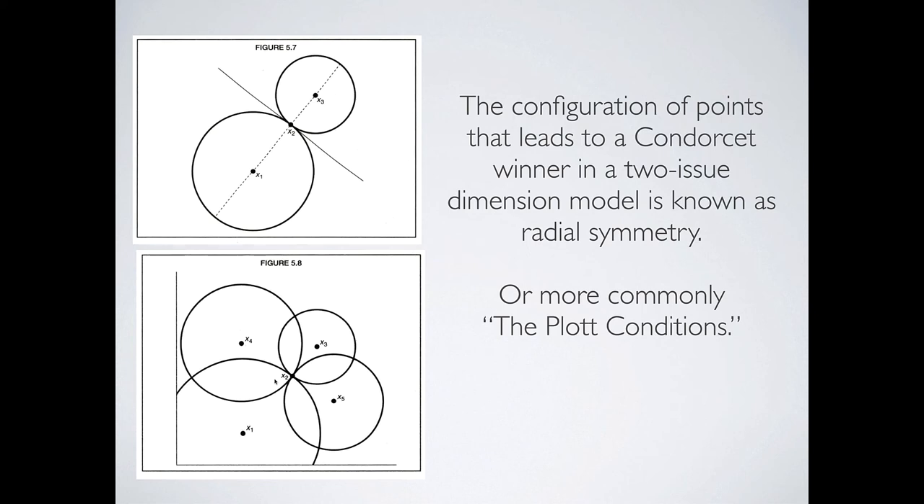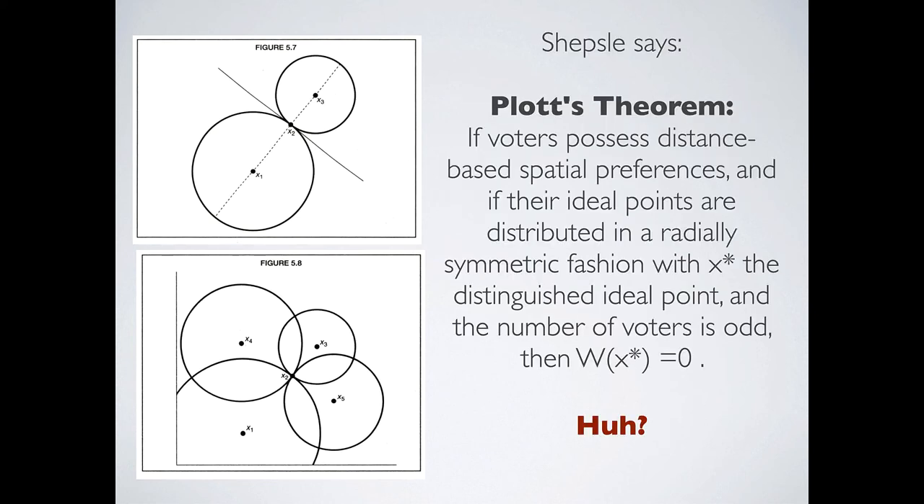So what is the definition of the Plott conditions? Well, here's what Shepsle says. If voters possess distance-based spatial preferences, yes, they do, all of our spatial voting models, and their ideal points are distributed in a radially symmetric fashion, with X star being the distinguished ideal point, and the number of voters is odd, then the WinSet of that distinguished point would be the empty set. I should have empty set there, not zero. That doesn't mean anything to me, you guys. I do this for a living, and that's a hard one for me to understand. I can eventually get it if I read it three or four times.